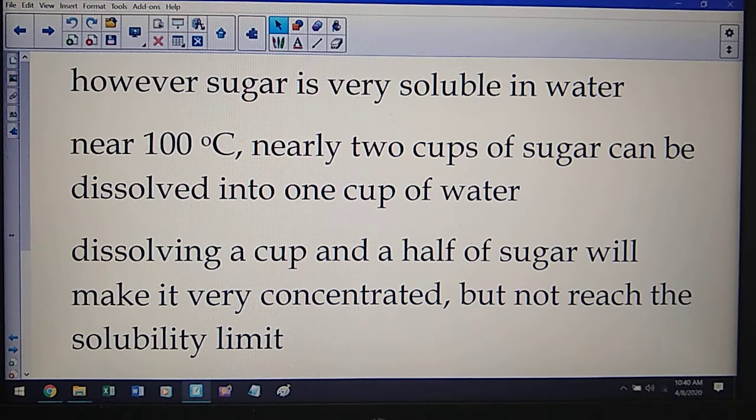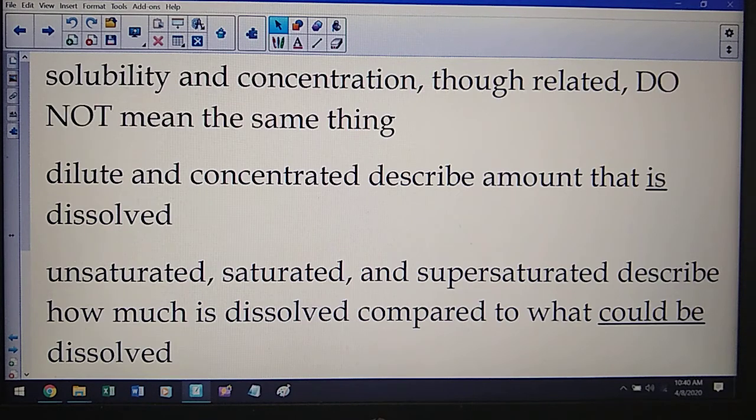But sugar, on the other hand, is very soluble in water. Near, again, the boiling point, almost 2 cups of sugar can be dissolved into 1 cup of water. Dissolving a cup and a half of sugar will make it very concentrated, but it won't reach the solubility limit. So there is a big difference between solubility and concentration.